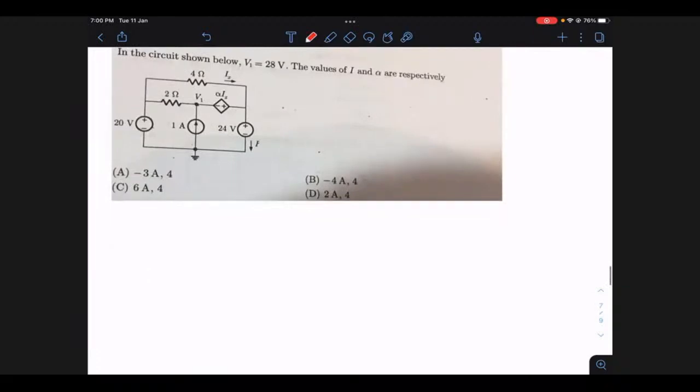Anyway, let's try these questions. In the circuit below, V1 is 28 volts. I have to find the values of I and alpha, respectively, provided V1 is 28 volts.